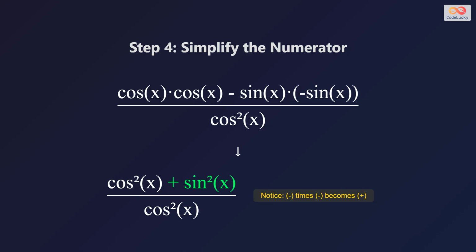Let's simplify the numerator. Cosine times cosine gives us cosine squared x. For the second part, we have sine x multiplied by negative sine x, which is negative sine squared x. However, we are subtracting this negative value, so it becomes plus sine squared x.